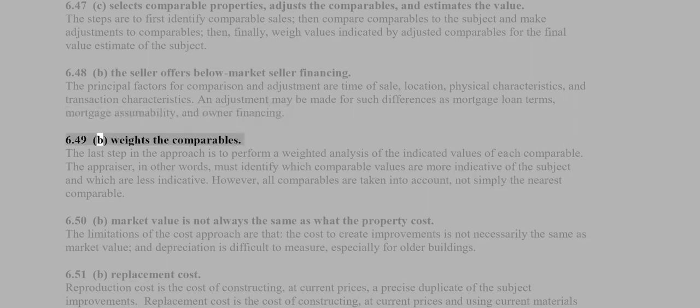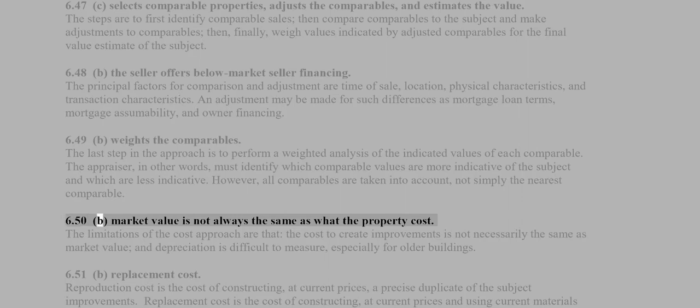6.49 b. Weights the comparables. The last step in the approach is to perform a weighted analysis of the indicated values of each comparable. The appraiser, in other words, must identify which comparable values are more indicative of the subject and which are less indicative. However, all comparables are taken into account, not simply the nearest comparable.